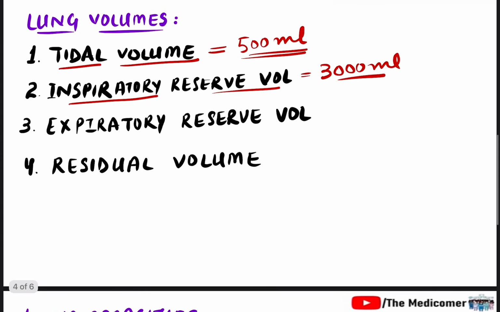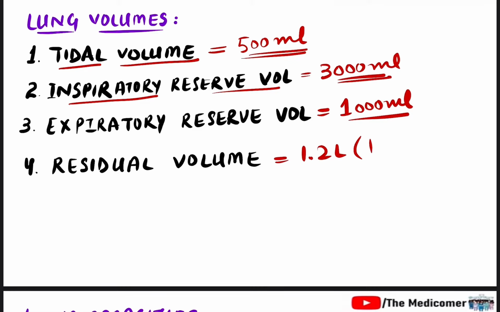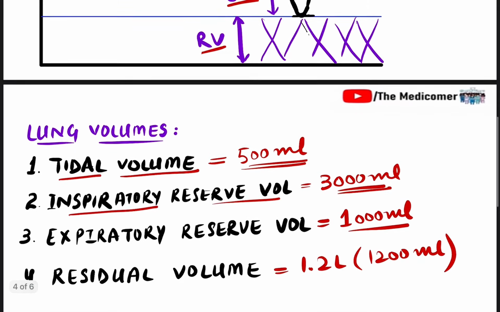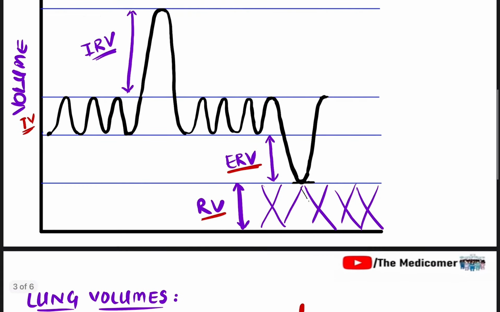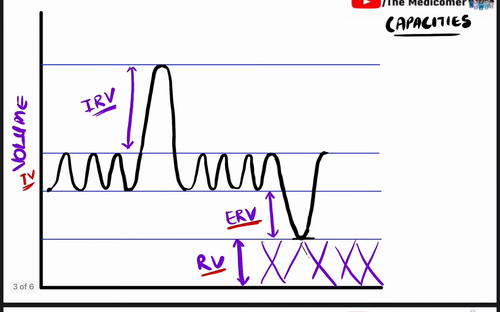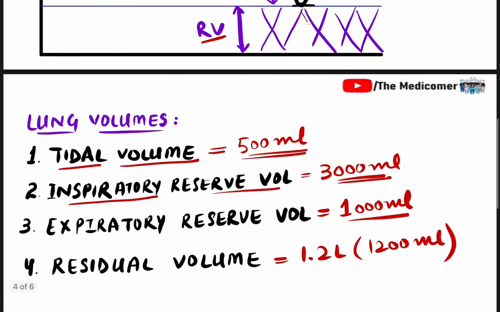Now let's go to this page. So inspiratory reserve volume, its value was almost 3000 ml. Expiratory reserve volume is approximately 1000 ml, and the residual volume is 1.2 liters, that's 1200 ml. So these are the different lung volumes. First is the tidal volume. As you can see from this diagram, it is the normal amount of air inspired or expired, so no extra effort. This is just normal breathing. Tidal volume is almost 500 ml.